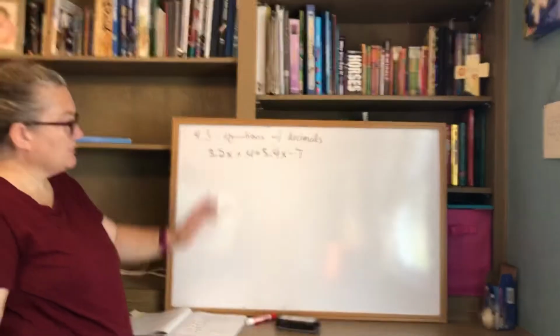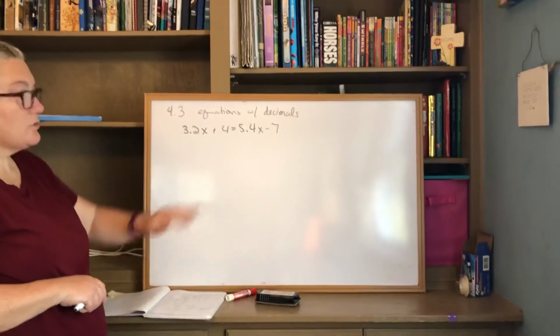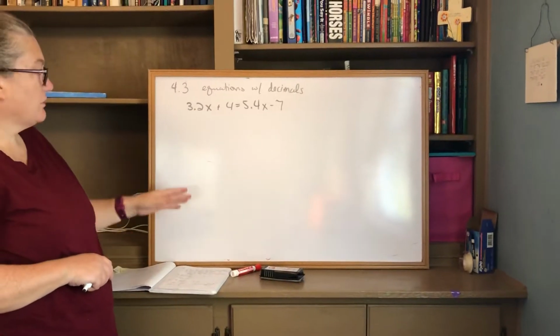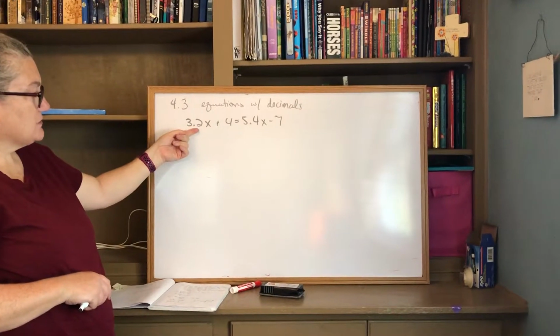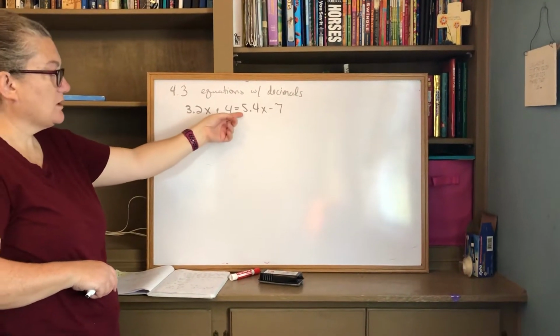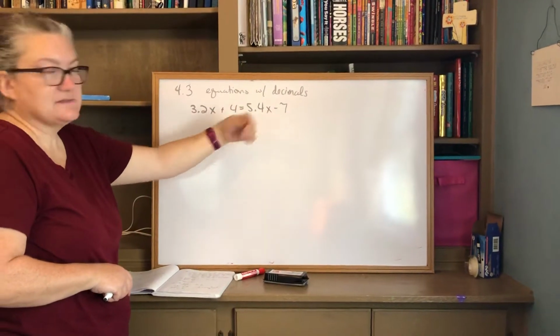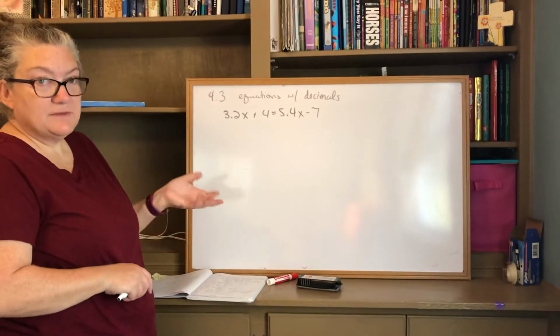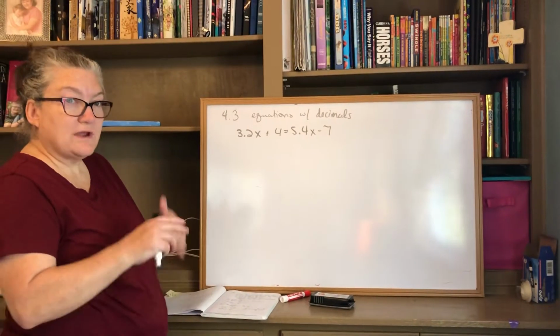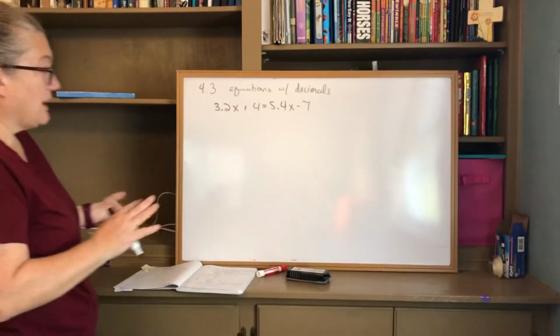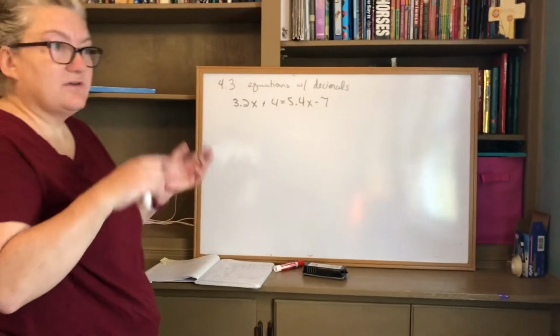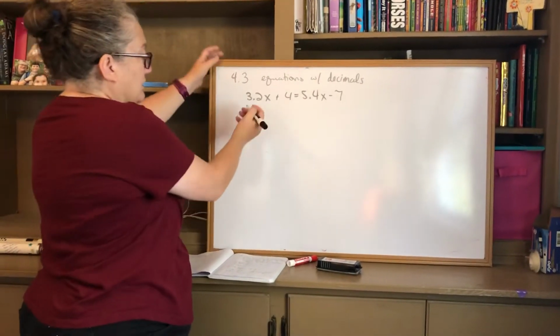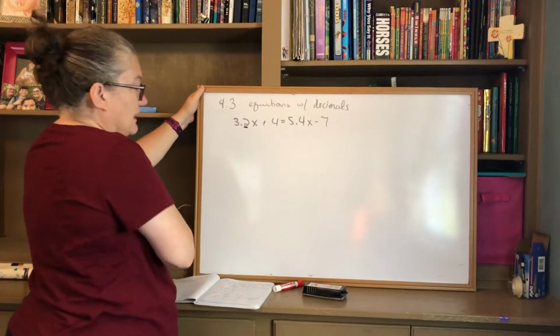Okay, we're going to continue on talking about solving equations, but this time we're going to talk about them with decimals when they're included. So you can see this first term is 3 and 2/10 plus 4 equals 5 and 4/10 x minus 7. Sometimes you can go ahead and just solve them, keeping the decimals, but it's a lot easier if we get rid of the decimals and know the technique for how to get rid of the decimals when we have parentheses.